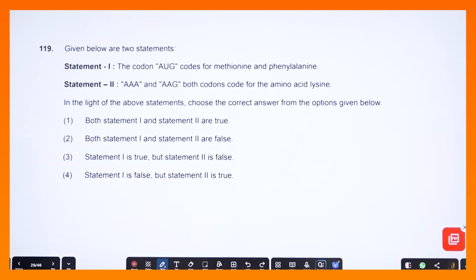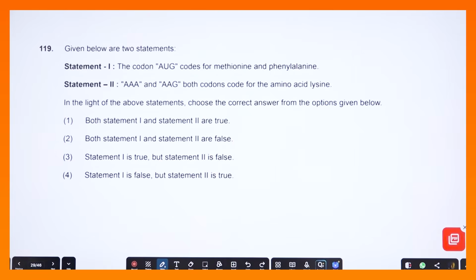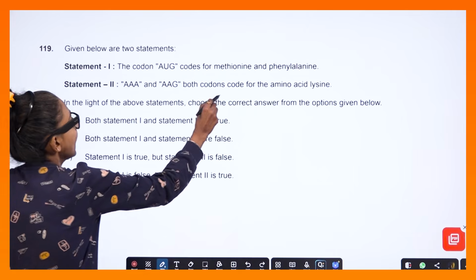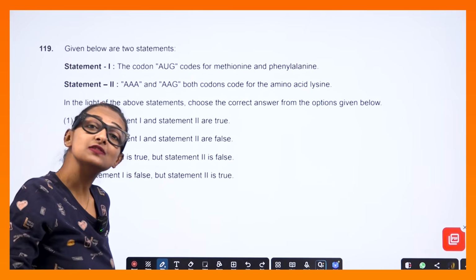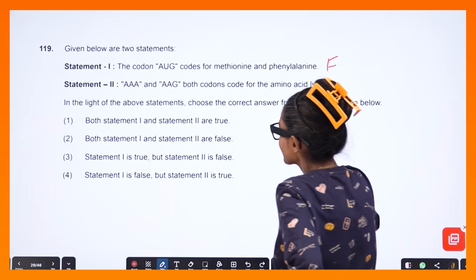Okay, this is fine. We can just see the statements. The codon AUG codes for methionine and phenylalanine. Phenylalanine is coded by UUU. So this is false.